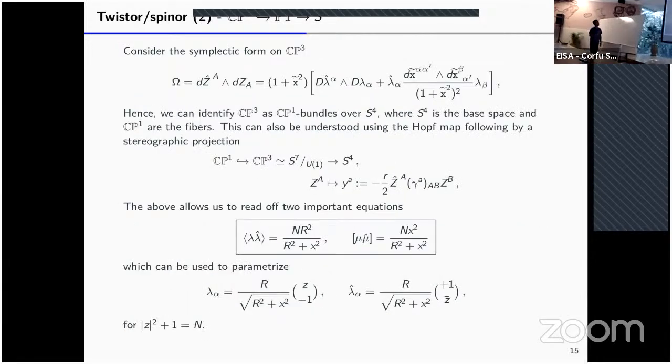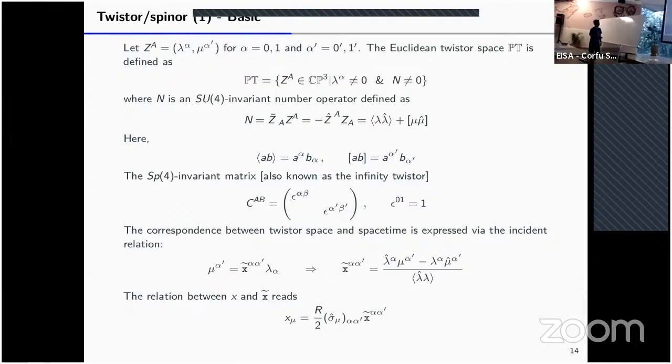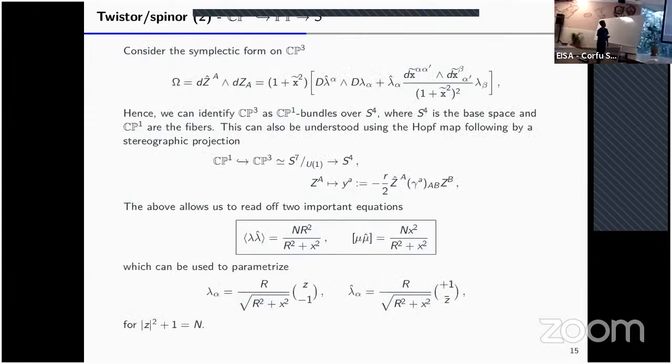Okay, so now let me consider this symplectic form, also known as the Kähler form. By expanding in terms of spinors and plugging in the incidence relation from the previous slide, we obtain these relations. From this relation, we can identify CP^3 as a CP^1 bundle over S^4, where S^4 is our base space and CP^1 is our fiber. This can also be understood using the following Hopf map, followed by our stereographic projection as the following.